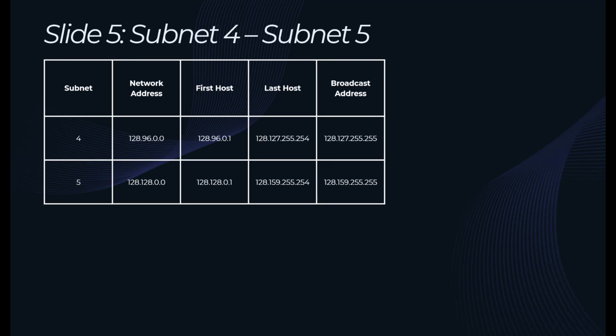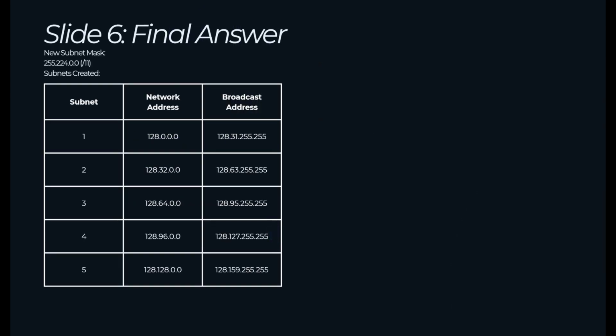For subnet 5, the network address is 128.128.0.0, the broadcast address is 128.159.255.255, and the usable host range is from 128.128.0.1 to 128.159.255.254.